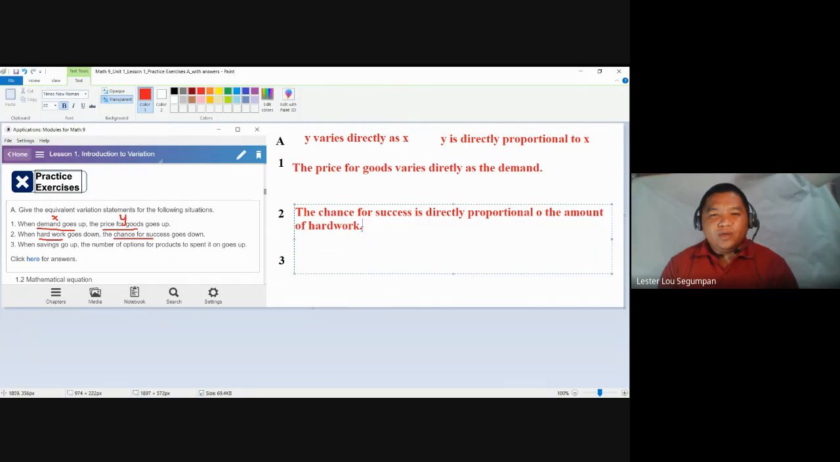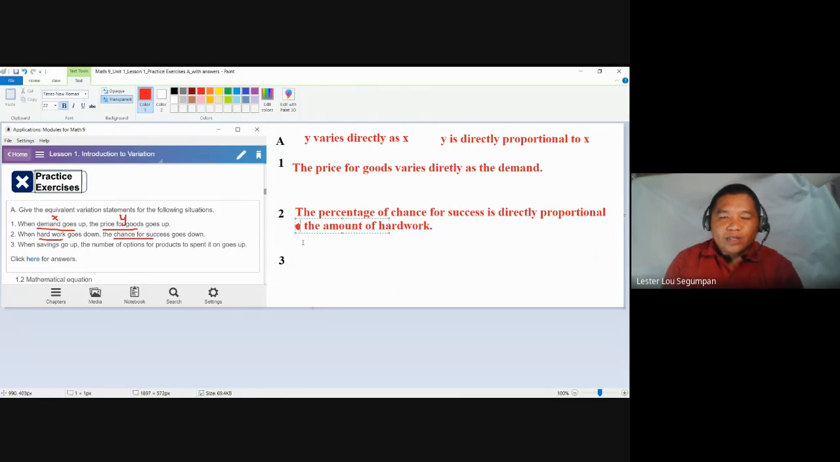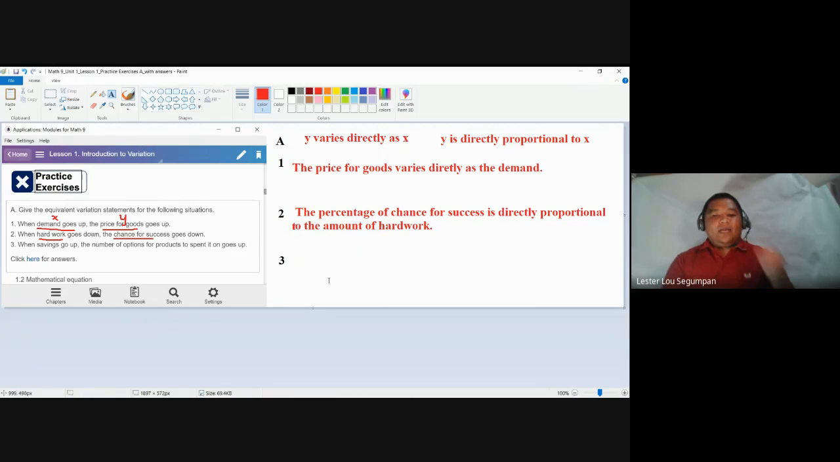How do we make it better? The amount, the percentage of chance for success. Probably ganun din. The percentage of chance for success is directly proportional to the amount of hard work. Okay. Yan. Okay.